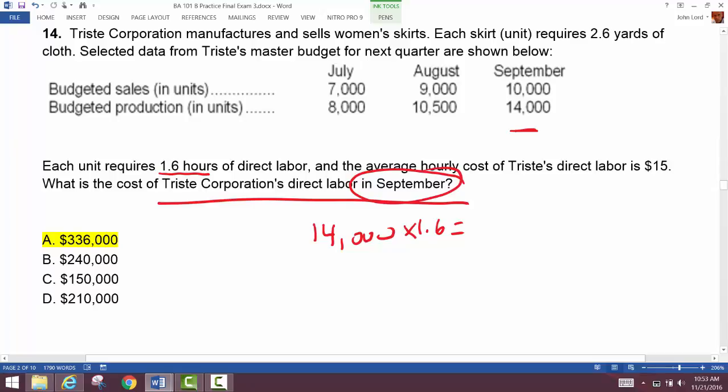So it's 14,000 times what? 1.6? So what's that? 22,400. Okay, good. And I'm supposed to pay them how much per hour? $15 per hour? Does that give me the answer? 336,000?